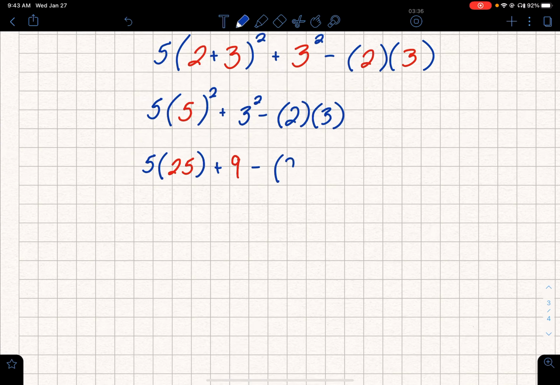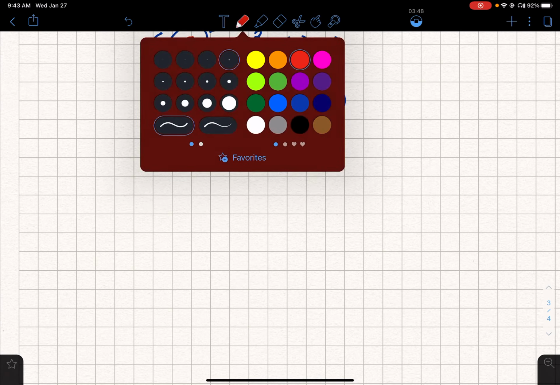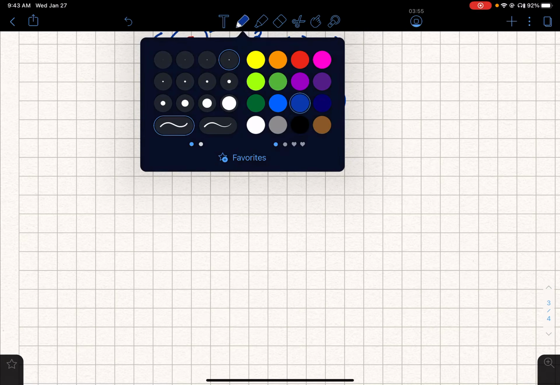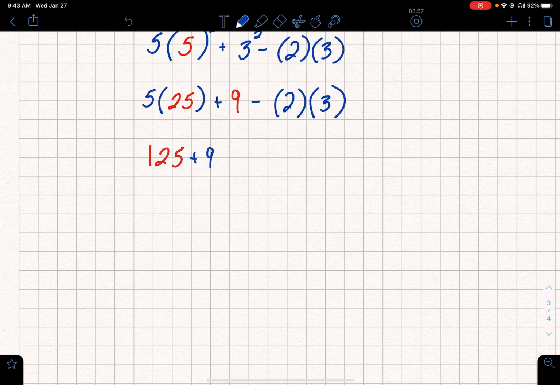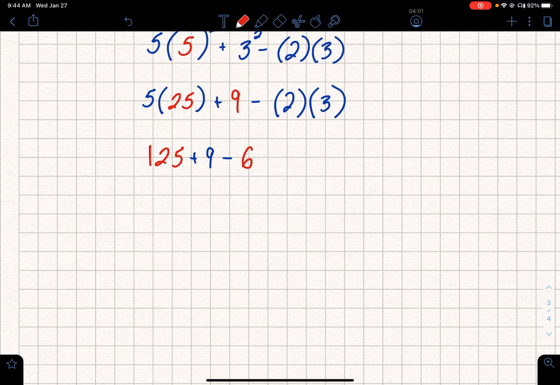minus 2 times 3. Okay, next in our order of operations is multiplication. So we're going to multiply the 5 and 25 and the 2 and 3 in this step. So 5 times 25 gives us a value of 125. We're going to transfer down the plus 9 minus 2 times 3, which is equal to 6.